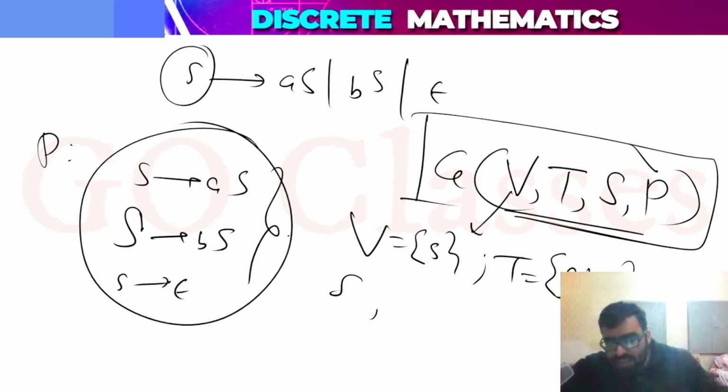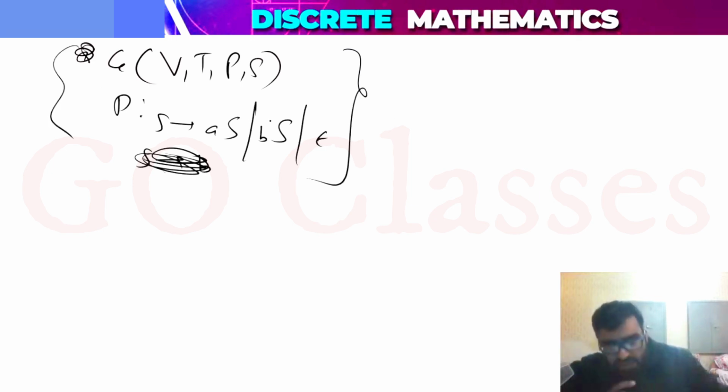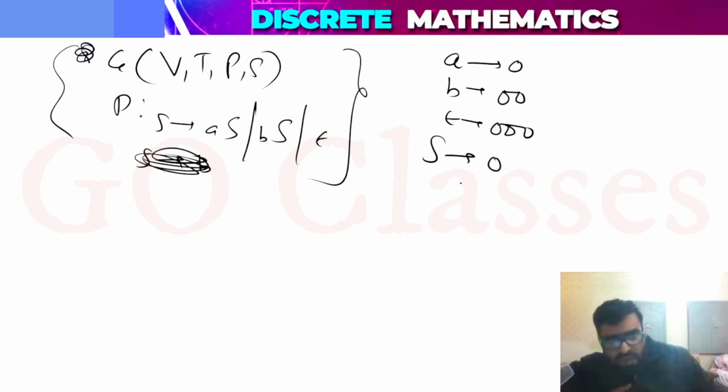And because this is a finite description, you can encode this description into binary encoding. How will I do it? For example, this is my grammar, V, T, P, S, and your P is basically S goes to AS, S goes to BS, S goes to epsilon. Now, how will I encode it in binary? Very easily, you can fix your own encoding. For example, for A you will use 0, for B you will use 0 0, for epsilon you will use 0 0 0. Now let's assume for S you will use 0 and so on. So now I will create this.